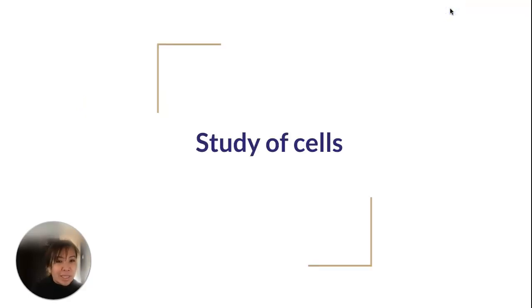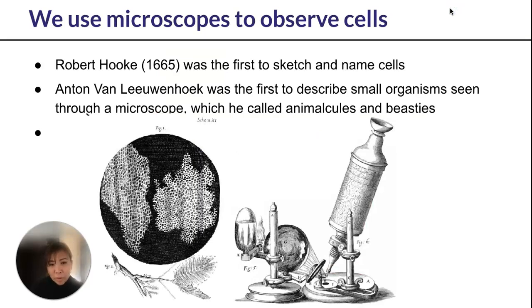So first, let's look at the study of cells. So cells are super important, right? They're the smallest unit, and they make up the basic unit of life. And so without cells, we wouldn't be alive. We wouldn't be living. And so how do we first observe cells?